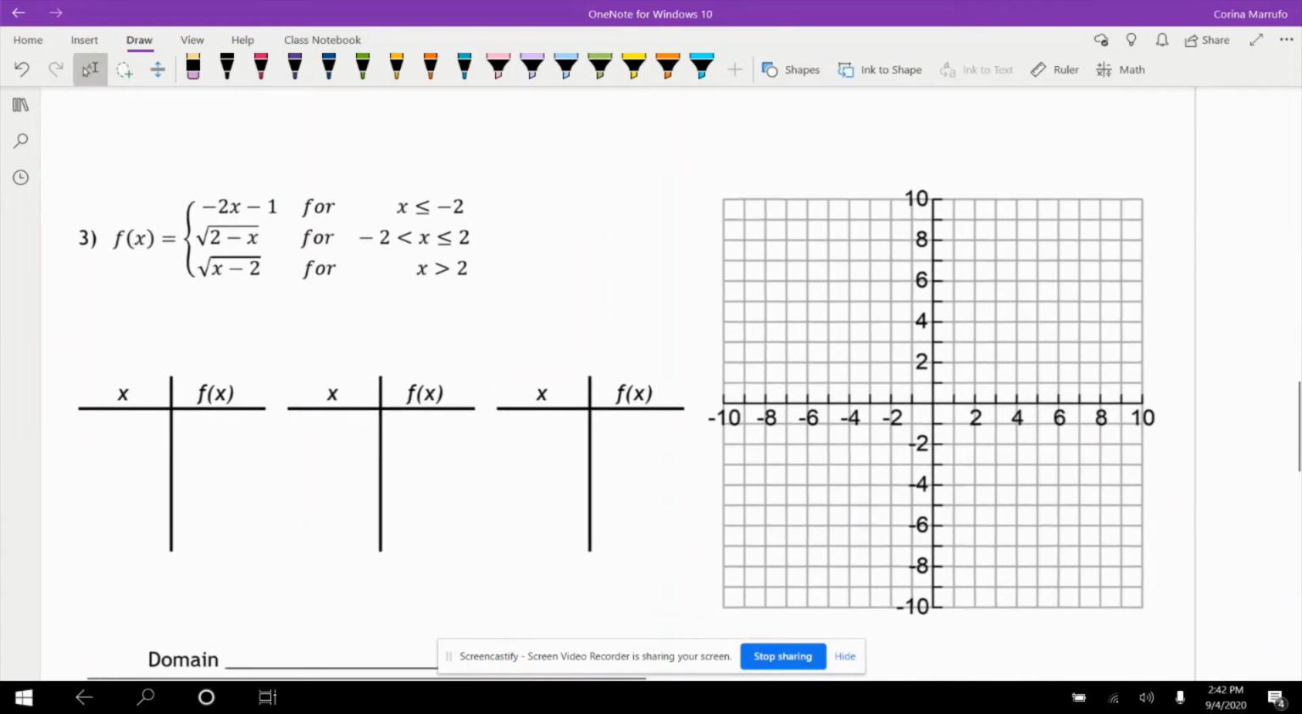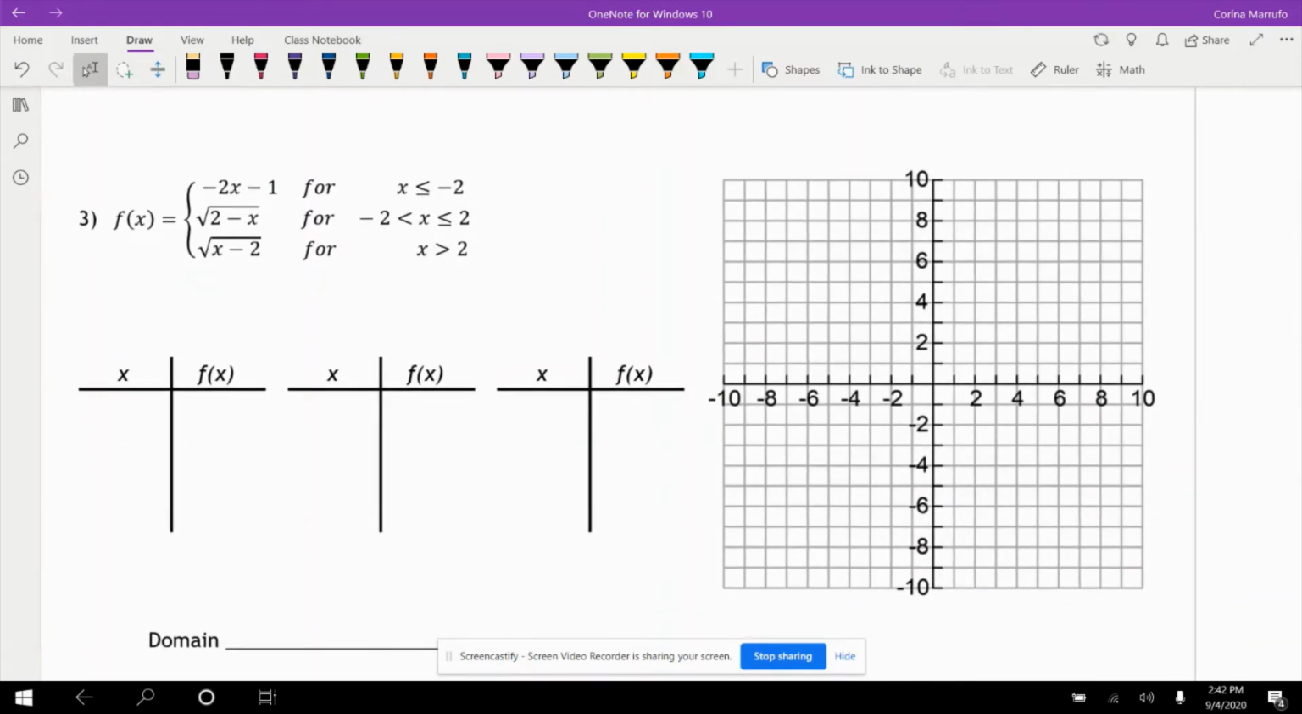Okay, and the final example. So this one's a little bit more difficult because we are going to have to use transformations a little bit. Or we could just plug in, I think, but either or. I might do a little bit of both. So here we have -2x minus 1 for x is less than or equal to -2. Okay, so here, I'm going to go ahead and find -2. Here's -2. So this is a linear function. This section of the function will be in this area.